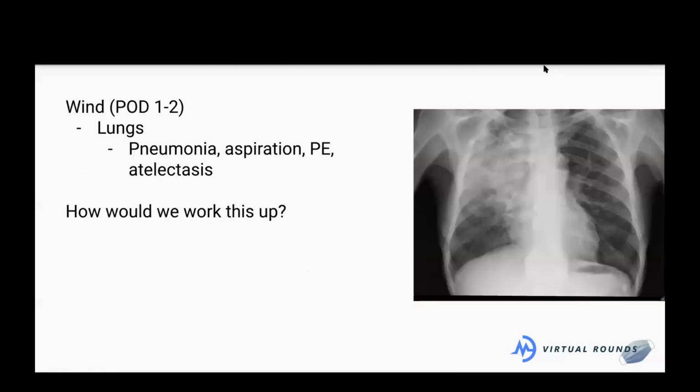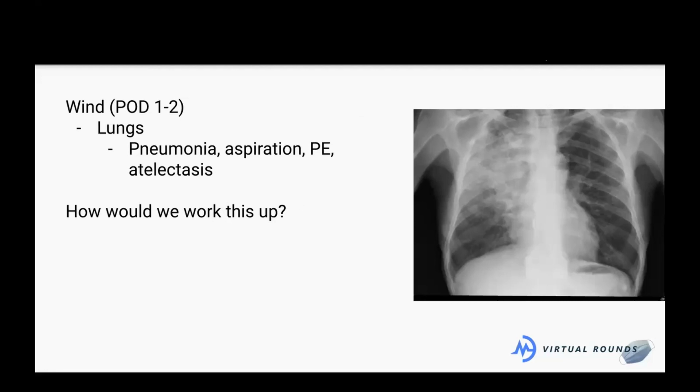So what does wind mean? Wind means air that we're breathing. So that means lungs. We're thinking pneumonia. We're thinking aspiration. We're thinking pulmonary embolism. We're thinking atelectasis. So now I want you guys to tell me, if I think that it's post-operative day 1 and he's got a fever, what would you like to do to work up this hypothetical patient on post-op day 1? What are some of the labs you're going to do or the imaging?